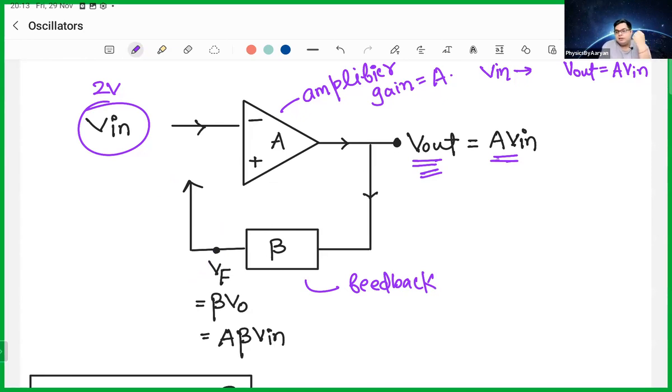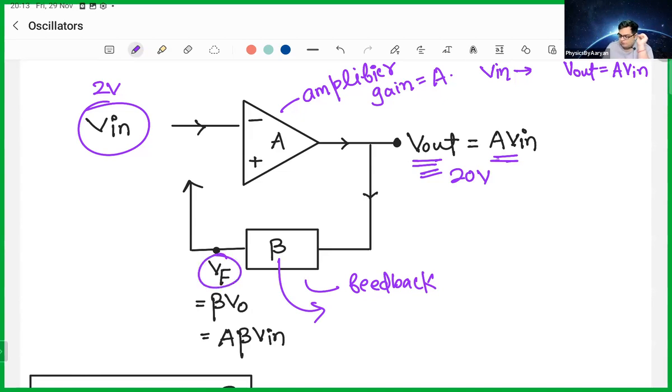Now, how much part am I taking? I'm taking some part of the output and giving it back to the input. Let's say the output is 20 volt. Out of this 20 volt, how much voltage am I giving back? Is it 10? Is it entirely 20, or 10, or 5, or 4? How much? That is given by beta. Beta is a feedback constant, or you can say it decides how much feedback you are giving back.